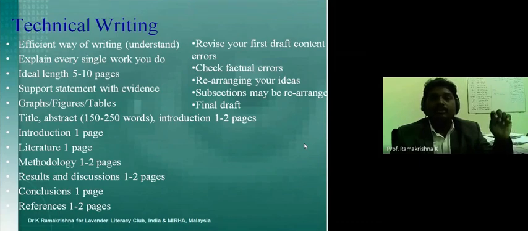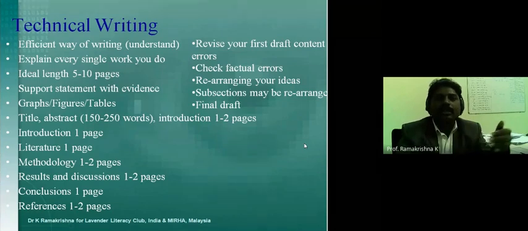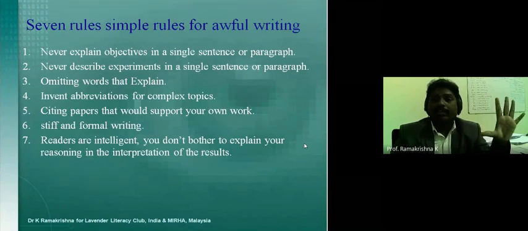And it is always good to revise your first draft, check content errors and factual errors, rearrange your ideas, rearrange subsections, and make a final draft. So these are the regular steps that every researcher follows while writing a technical paper. And see, there are 7 thumb rules. 7 simple rules for awful writing. That's very simple, and these are the 7 thumb rules we call.